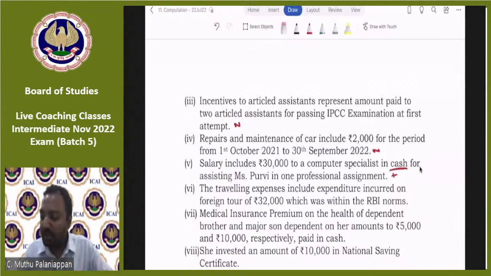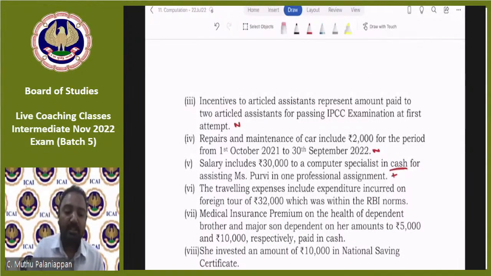Traveling expense includes expenditure incurred on a foreign tour of 32,000, which is within the RBI norms. So whatever traveling expenditure is within the RBI norms is basically allowed. You need not do anything because it is within the permissible limit. In fact, it doesn't say whether it is for work or not, but we can assume that it is for work. Since it has already been accounted in the P&L, we need not do anything. So here it is only a note.